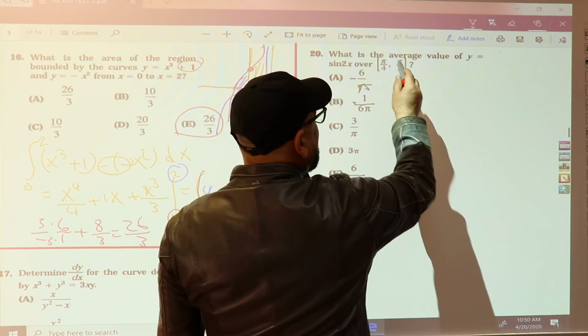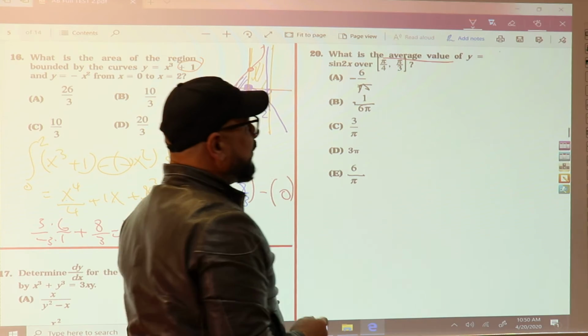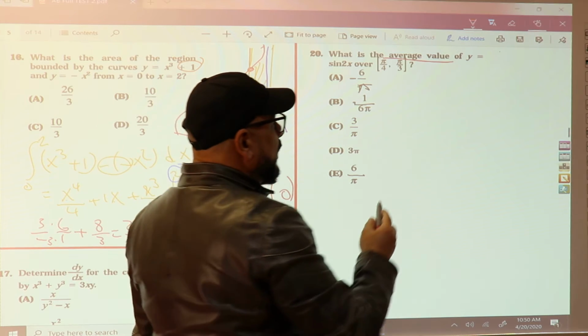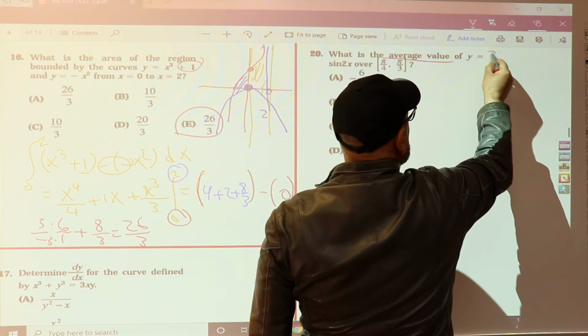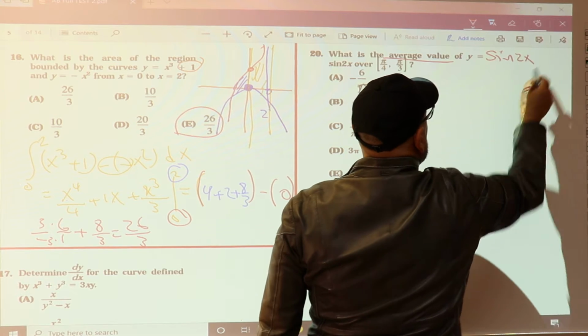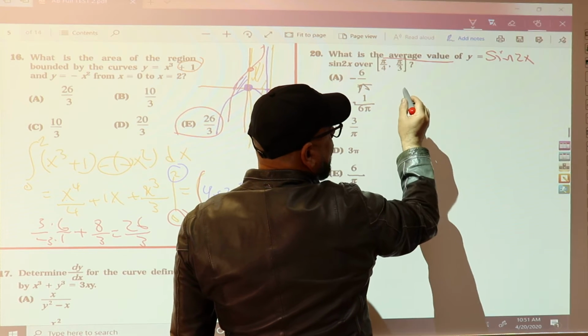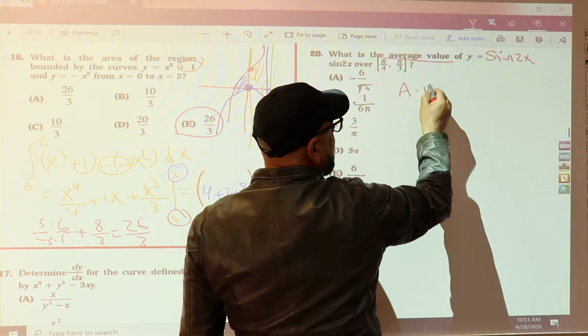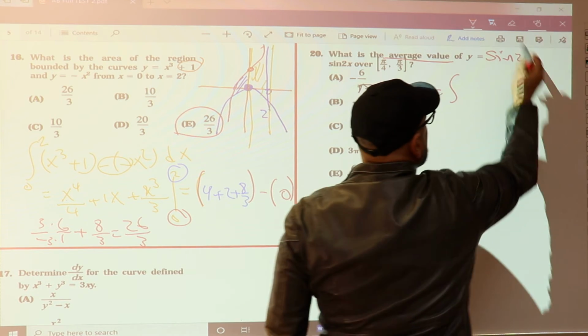The average value for number 20, average value. The average value has a rule. The average y equals sine 2x. Okay. Let us define the average value on any interval. We call it a v. Integration.